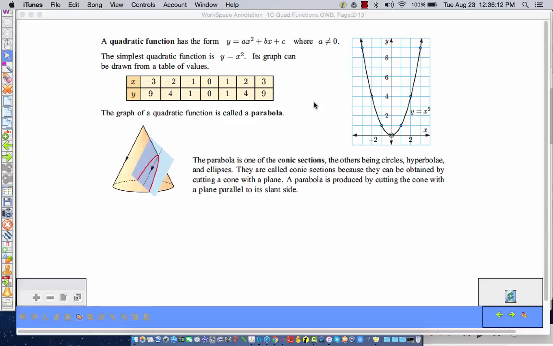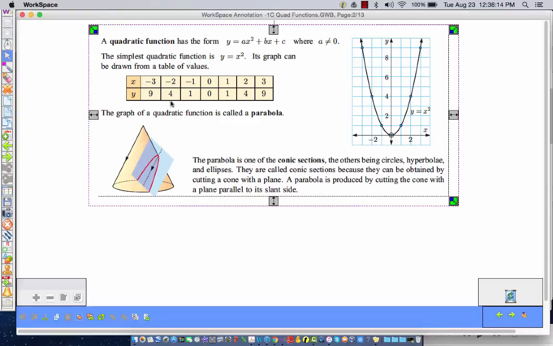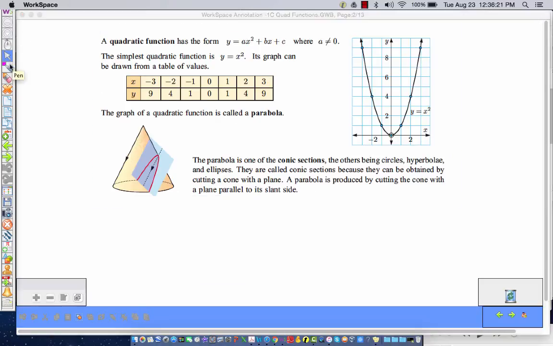If you weren't aware, a parabola is a conic section, meaning that it is formed by slicing a cone. There's a nice illustration of that right here. You take a plane, slice it through a cone, and the resulting shape is a parabola.